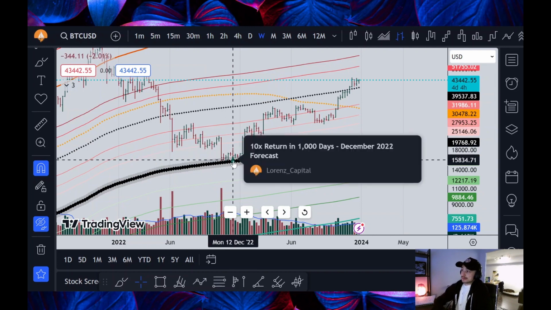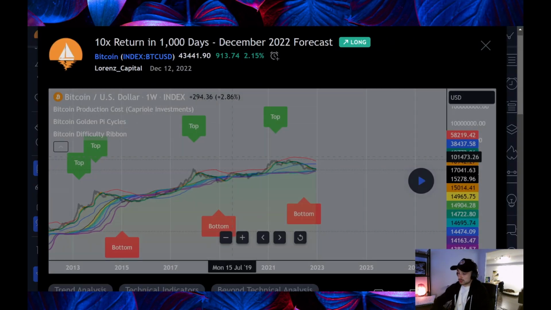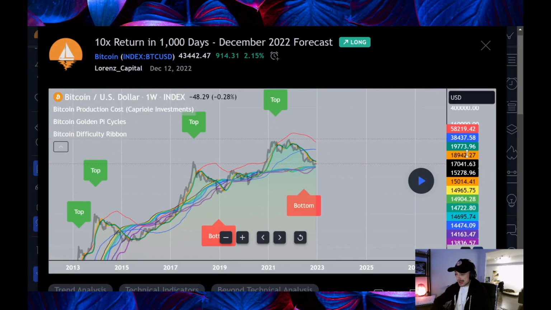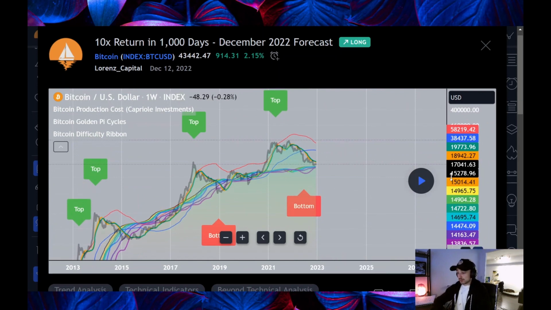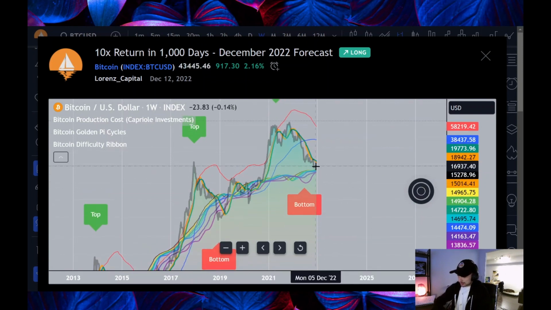And you can see my publications in real time, which is essentially predictions for the price action. So you can see back here in December of 2022, about a year ago, I posted this publication, and what is really cool is you can go back and see what I was expecting to happen at that time, when Bitcoin was at 17,000, right? And I was calling for the bottom. So if you press play, you can see if I was right or wrong.